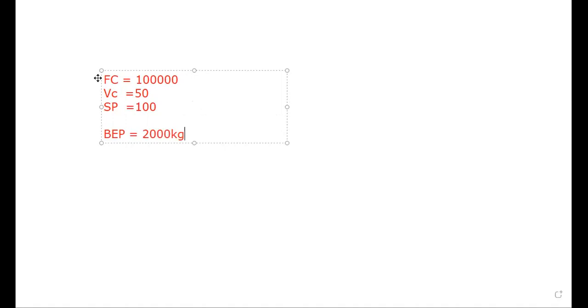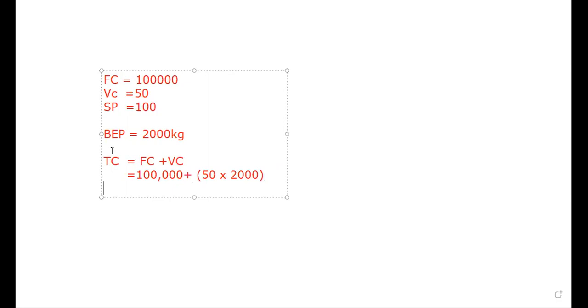If you want to find the total cost, total cost equals fixed cost plus variable cost. At the break-even point, total cost is... I see some answers on the chat. So fixed cost is 100,000, plus variable cost: 50 per unit, 50 multiplied by 2000.